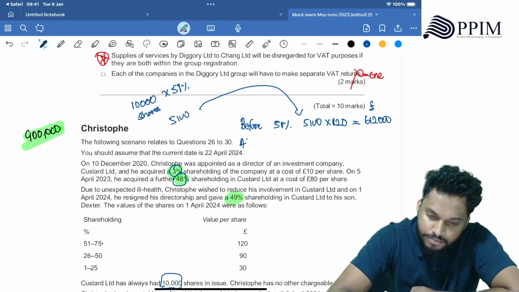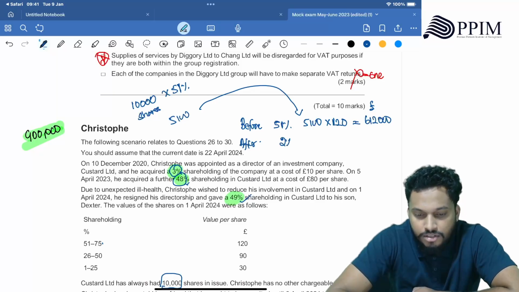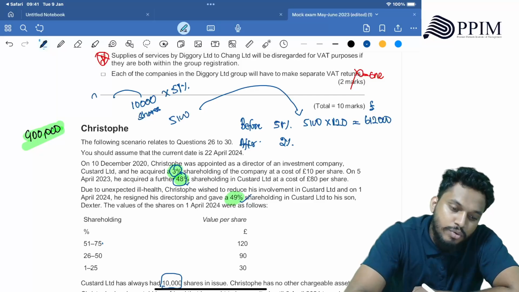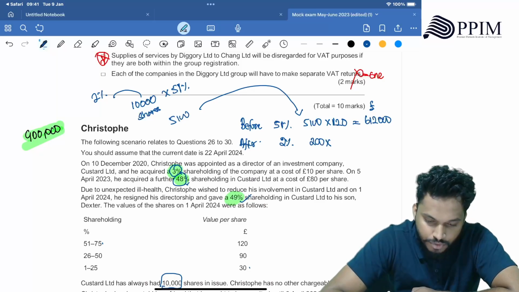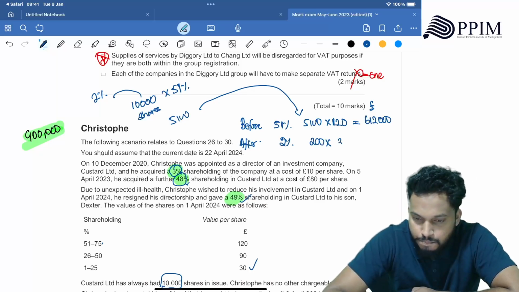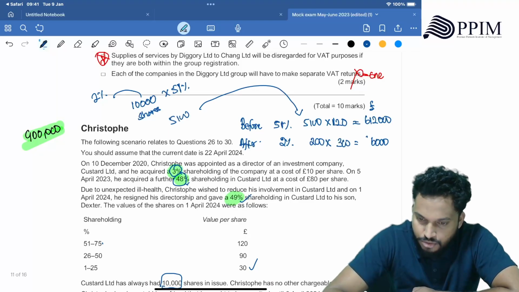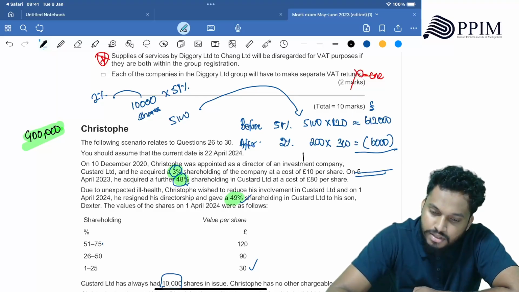Then after, you are giving away 49%, which means you are left with only 2%. So 2% of 10,000 is how much? 200 shares at a price of £30 for 1 to 25%. So that will be 6,000. Okay. So the difference between these two is going to be the transfer value.